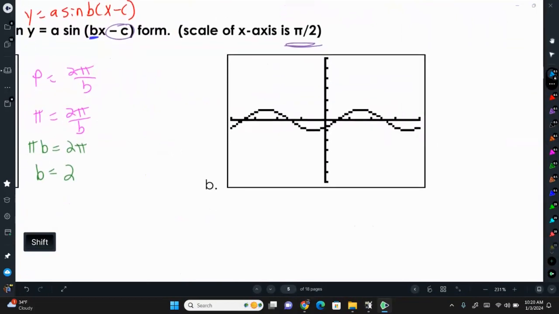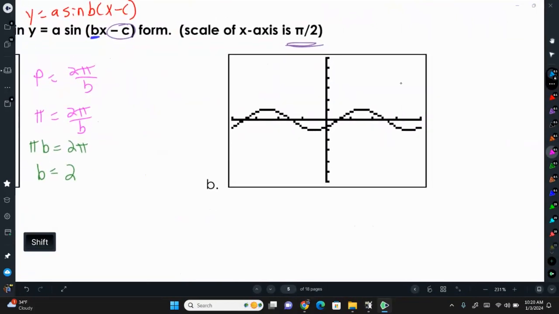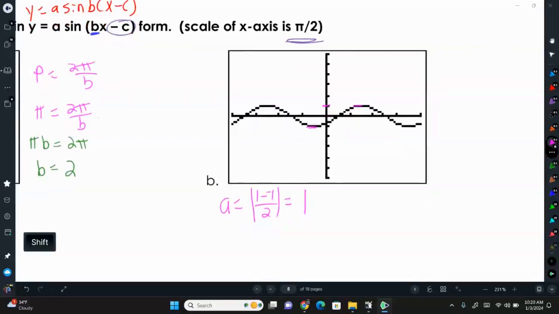Then letter B over here, our amplitude, we have our maximum of 1 and our minimum of negative 1. So amplitude equals (1 minus negative 1) over 2, which is going to give us 1. Now we have to calculate the period.